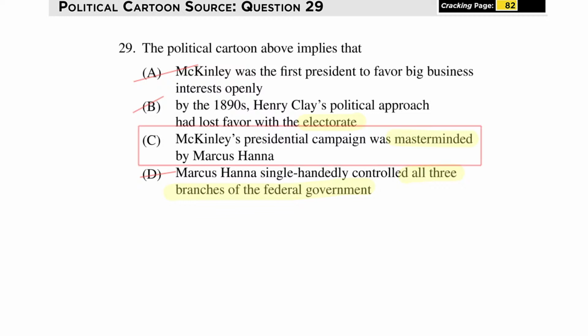So I think the biggest job with the cartoon questions is just studying the cartoon carefully, looking at all the details and not rushing it. But the good news is you might not need a lot of outside knowledge because even if you didn't know anything about McKinley or Hannah, you could sort of figure C makes sense just based on what's in the cartoon.